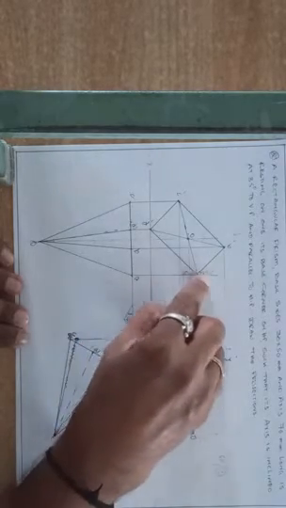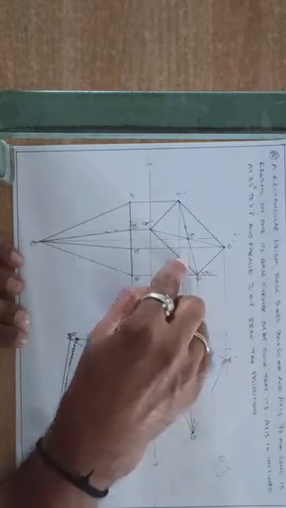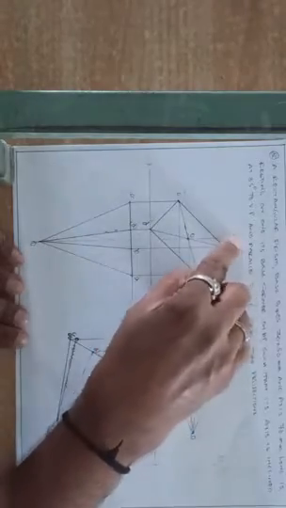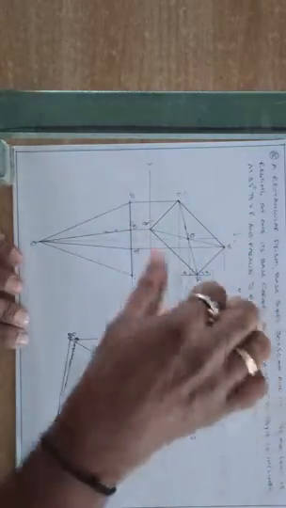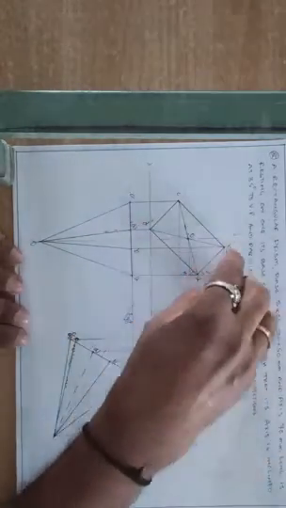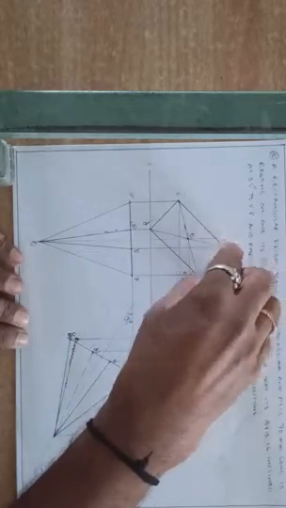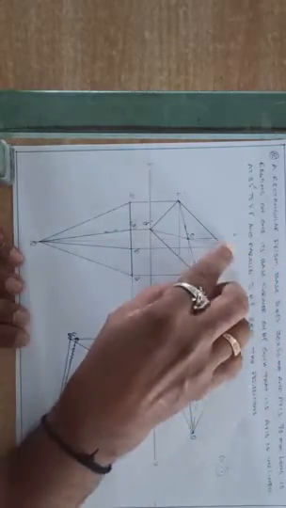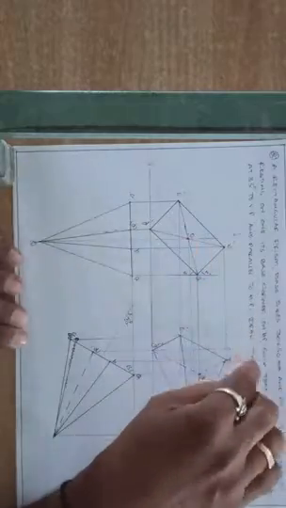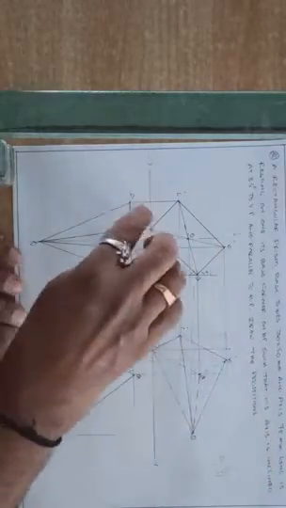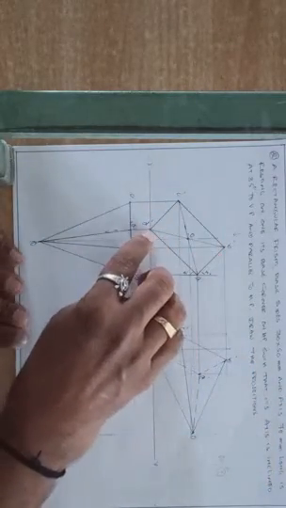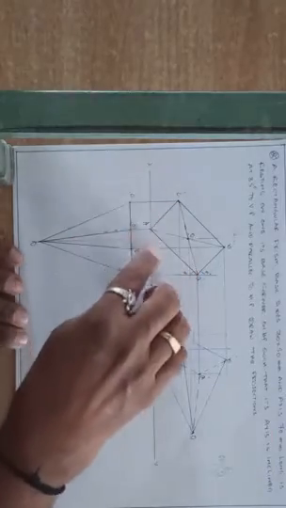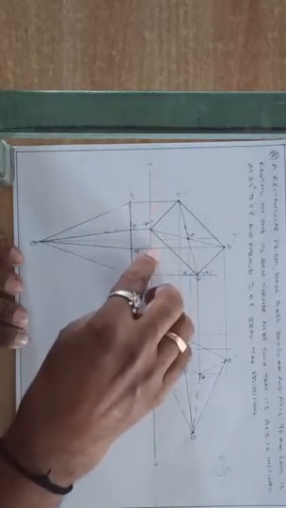So first draw one vertical line. Take the 45 degrees line. On this line, take the 50 mm longer side. On this line, take the 30 mm shorter side. So close the rectangle. Join all the corners, because this is the pyramid. Draw the projections. Here it is resting on HP, therefore the corner is touching the XY line.